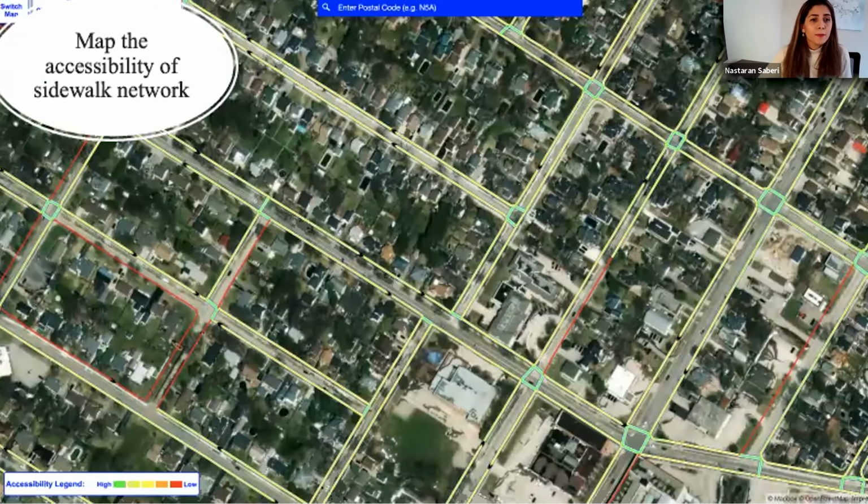Then we map the accessibility ratio of sidewalks using another machine learning model by integrating different geospatial information, considering the criteria by standards such as the Accessibility for Ontarians with Disabilities Act. And we then map the accessibility to different levels of accessibility, and we have a fuzzy approach. We can't say this is a fully accessible segment or this is not accessible at all. So we rate the accessibility, and you can see the accessibility legend here.